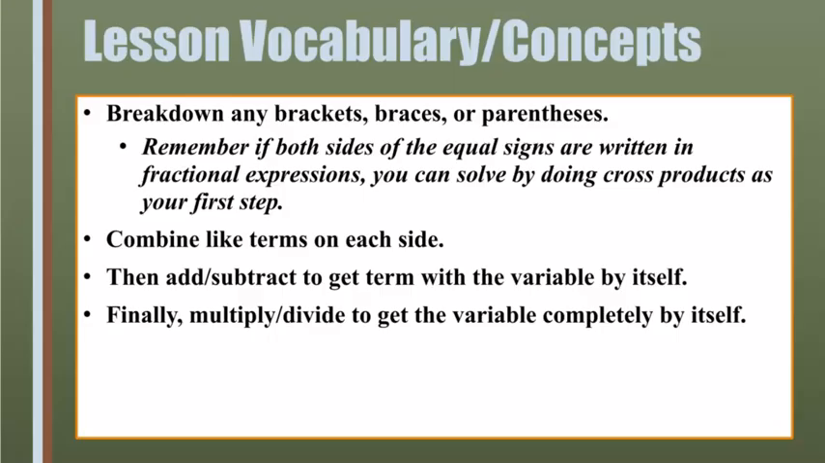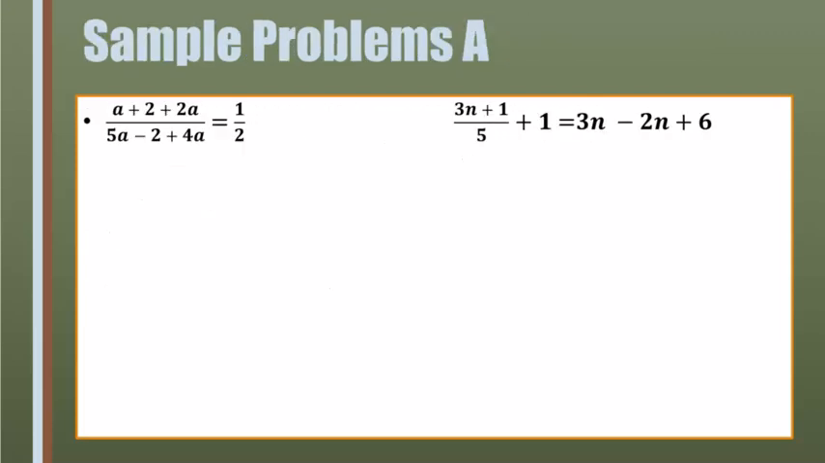Other than that, you're going to combine like terms on each side, then add or subtract to get the terms with the variable by itself. And then finally, you're going to multiply or divide to get the variable completely by itself. So, example: here we have fractional expressions on both sides, so I'm going to use cross products.